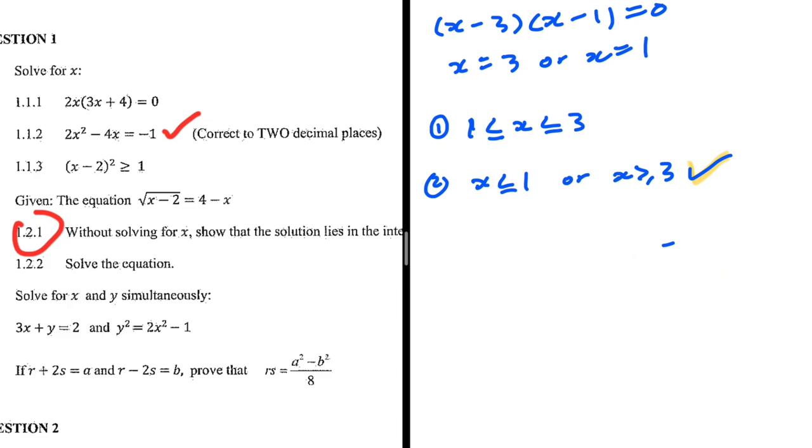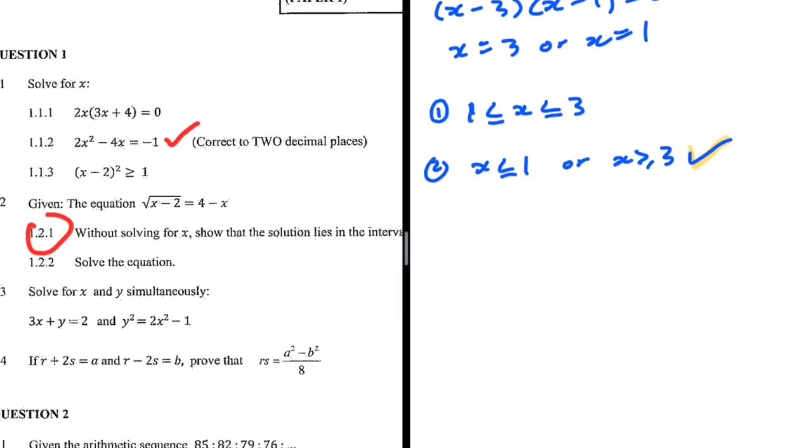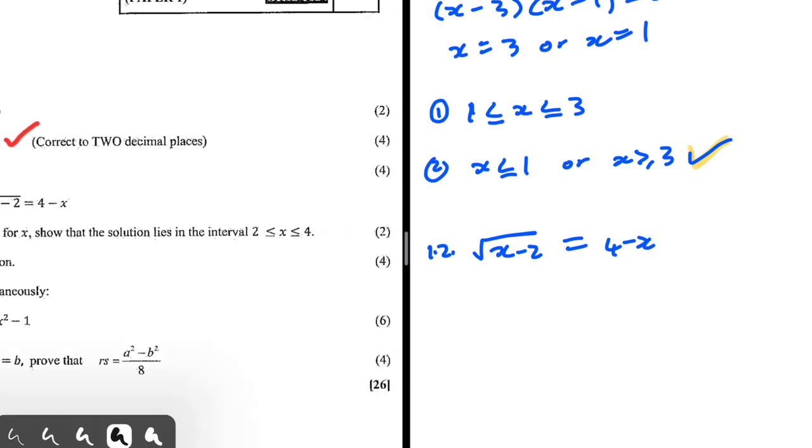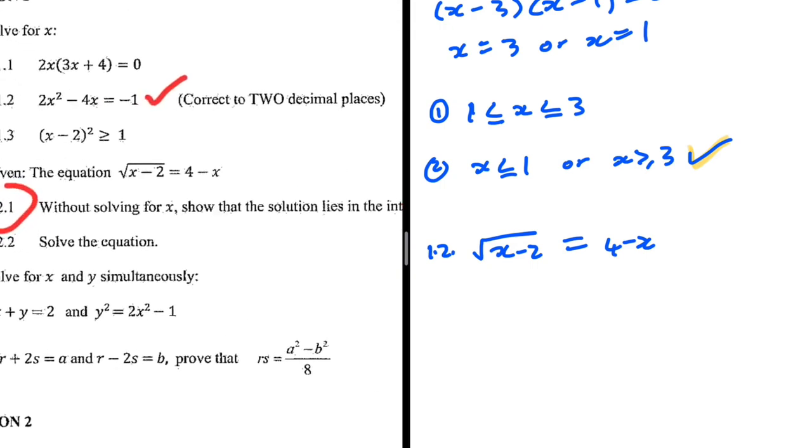1.1.3. And now comes the question I want you guys to help me with. Take a look at 1.2. It says we're given an equation: square root of x minus 2 is equal to 4 minus x. And the question is saying, without solving for x, show that the solution lies in the interval 2 to 4. Right, without solving the equation. Let's show that.